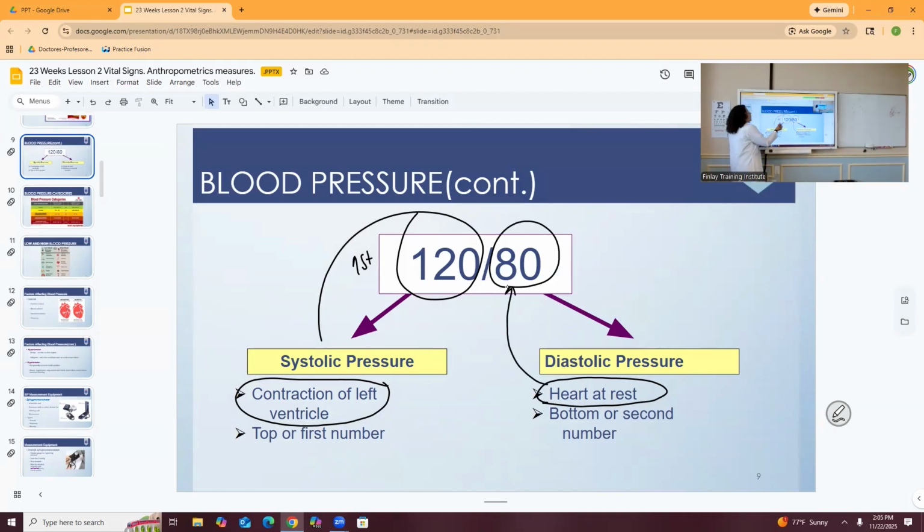So in this case, 120/80, that means that the pressure for contraction is 120, contraction. And the pressure for relaxation is 80, okay?